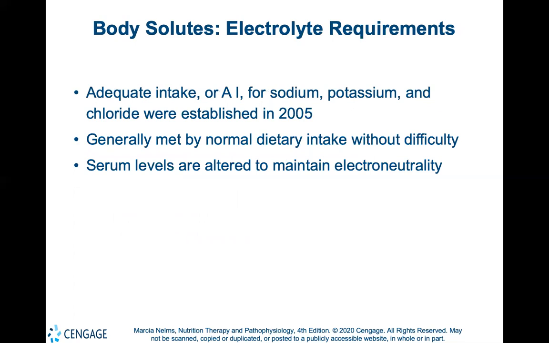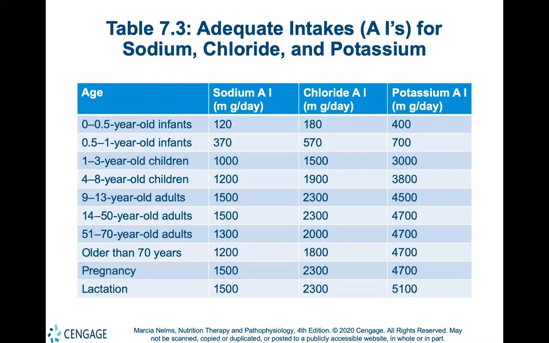Electrolyte requirements are generally met by normal dietary intake without difficulty. For example, the adequate intake for sodium is 1,500 milligrams per day, and only 1 teaspoon of table salt contains 2,300 milligrams of sodium. When electrolyte imbalances occur, serum levels are often altered to maintain balance. The kidneys accomplish primary regulation of sodium, potassium, and chloride. Please review Table 7.3, adequate intake for sodium, chloride, and potassium.